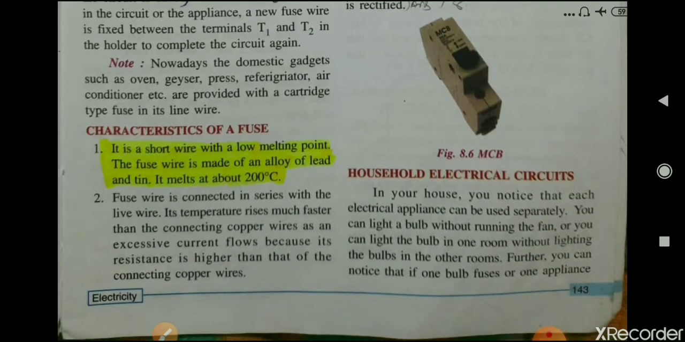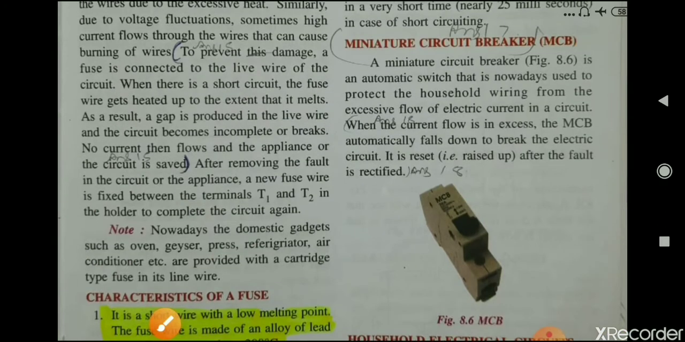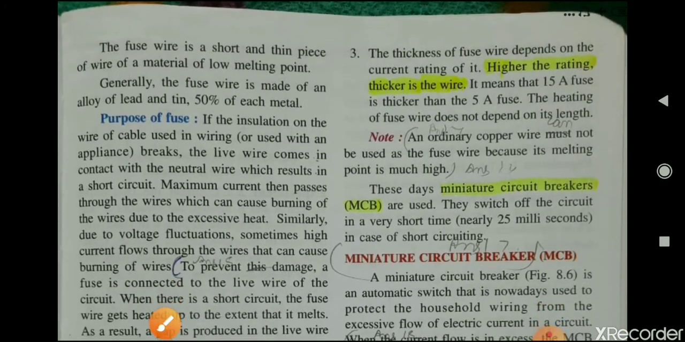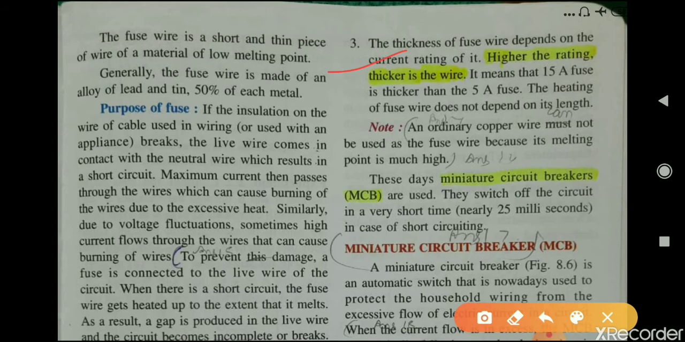Now, characteristics of a fuse. It is a short wire with a low melting point. The fuse wire is made up of an alloy of lead and tin, and it melts at about 200 degrees Celsius. Fuse wire is connected in series with a live wire. Its temperature rises much faster than the connecting copper wires as an excessive current flows, because its resistance is higher than that of the connecting copper wires. The third point is that the thickness of the fuse wire depends on the current rating of it. The higher the rating, the thicker the wire.